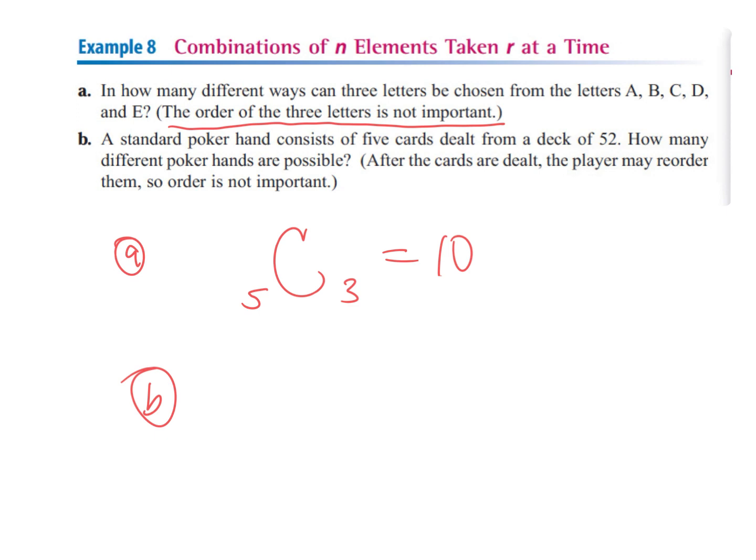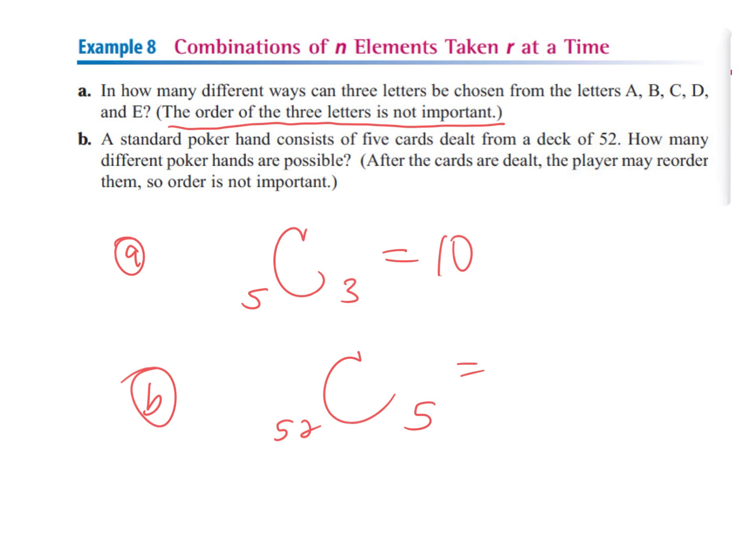So it says a standard poker hand consists of 5 cards dealt out of a deck of 52. How many different poker hands are possible? After the cards are dealt, the player may reorder them, so order is not important. That means, oh, it's a combination. The bigger number always goes first. How many cards are possible in a deck? 52. And in your poker hand, how many are you dealt? It says 5. So it's 52 C 5. You get a big number.